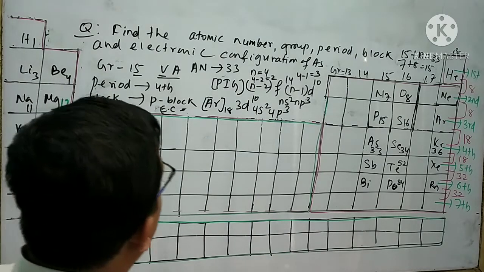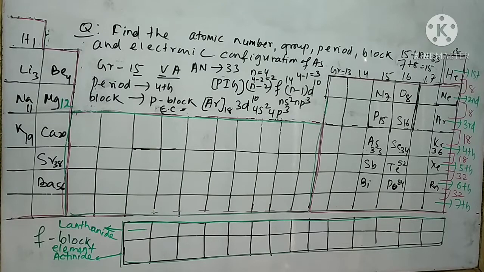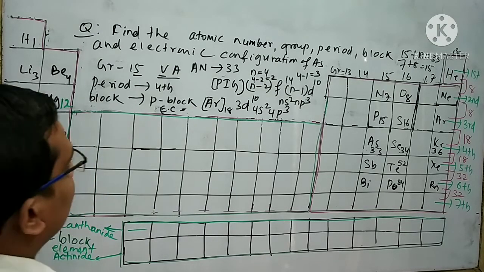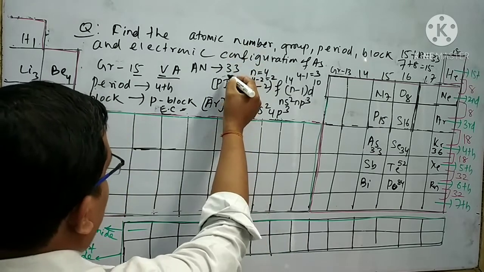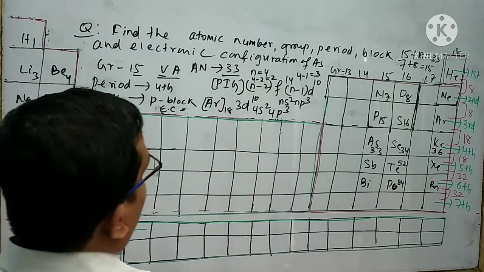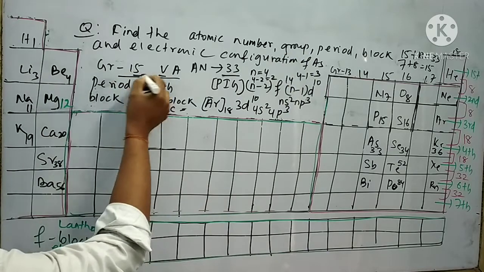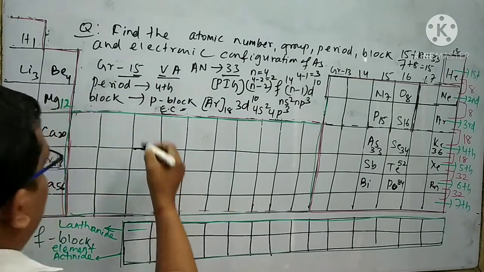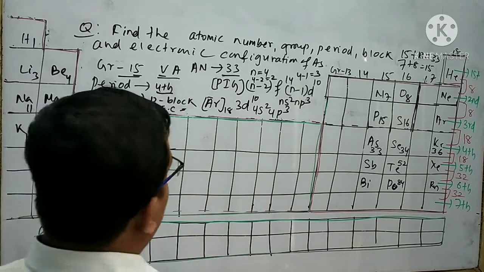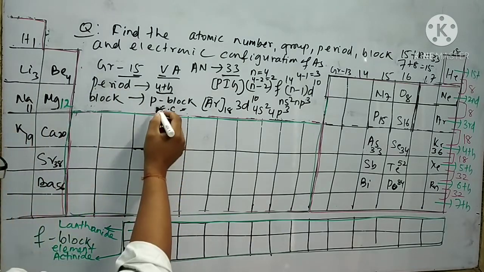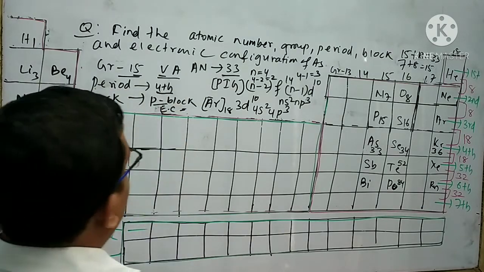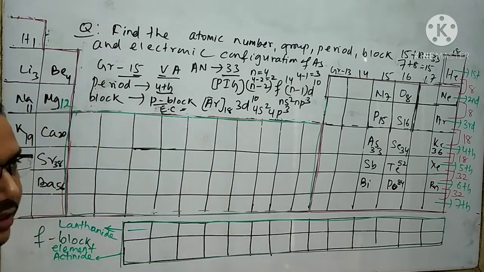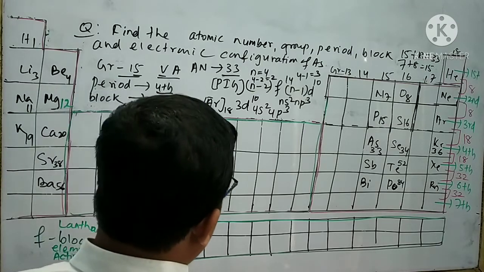Our question: find the atomic number, group, period, block and electronic configuration of arsenic. Atomic number of arsenic is 33. Arsenic belongs to group 15, that is VA. Arsenic belongs to the 4th period. Arsenic belongs to the P block. The electronic configuration of arsenic is argon 18 3d10 4s2 4p3.